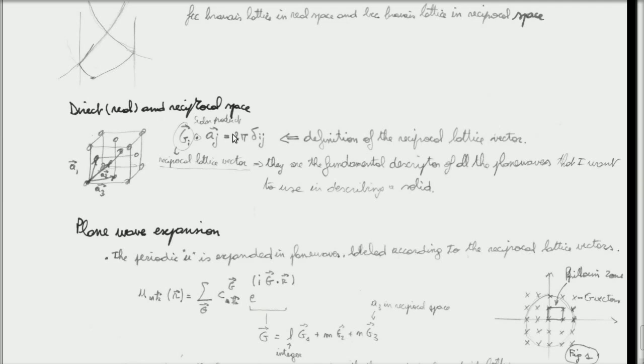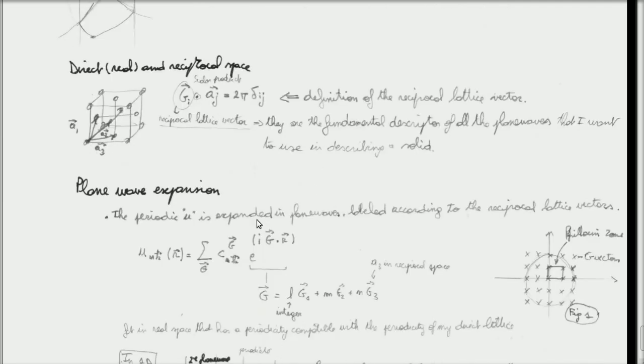So once you have your G's, you can define your G_i, and those G's are in reciprocal space your direct counterpart. And you can then make an expansion of the plane wave, so the periodic u's can be expanded into plane waves. So you can expand your u_k in terms of a sum of c coefficients times this exponential, where you can see the G's here. Those G vectors are an integer times the G1, G2, G3 that are defined with this relationship.